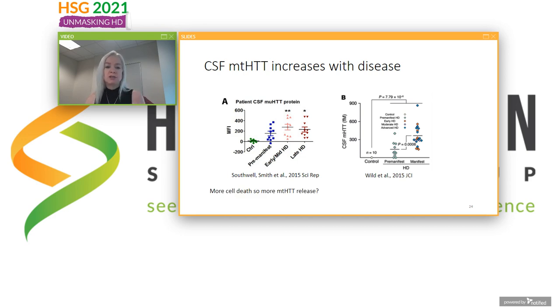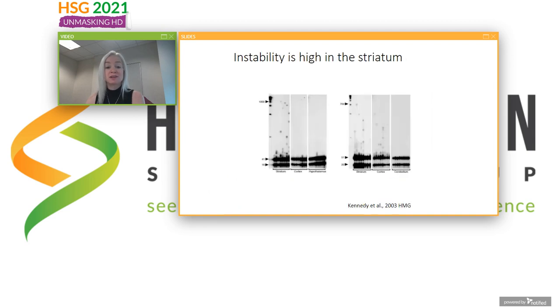So could this mean that there's more cell death? Well, certainly there is more cell death as disease increases, so there would be more mutant huntingtin released passively. There could be changes in the secretion when cells are unhealthy. We don't yet know if disease affects secretion. And there's also this somatic instability that Doug brought up. So there's going to be a longer CAG tract as disease progresses. So is it really more protein in the CSF, or is it more assay signal? And right now, it's very difficult for us to tell the difference.